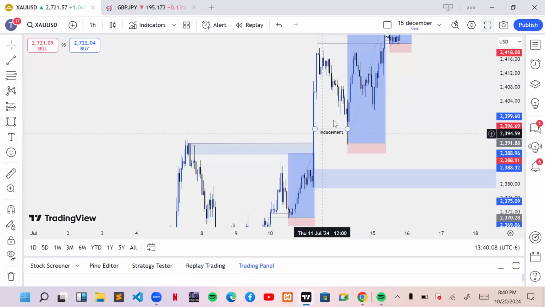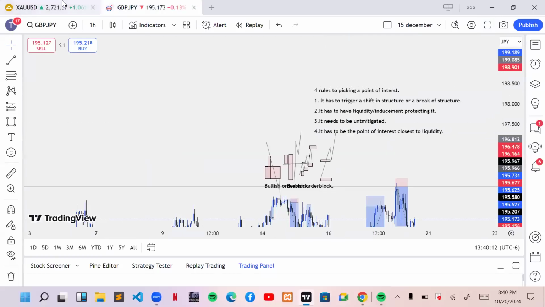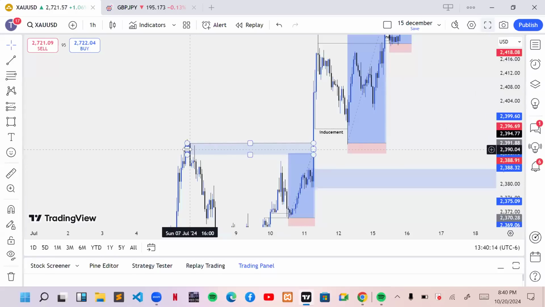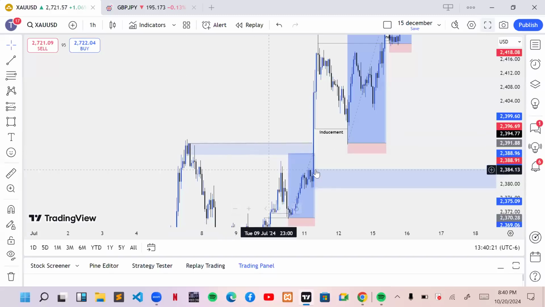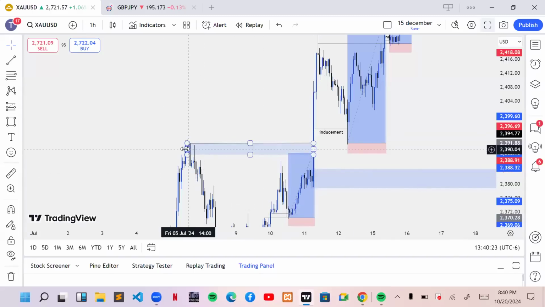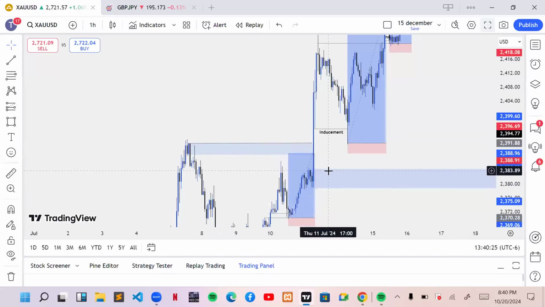The third rule says it needs to be unmitigated. It means price needs to not have tapped that breaker block. This breaker or that other block, the point of interest, needs to not have been tapped before. This is the other block right here. This is our breaker block. The breaker block has not been tapped. The other block has not been tapped. Both of them are valid to be used as entry.